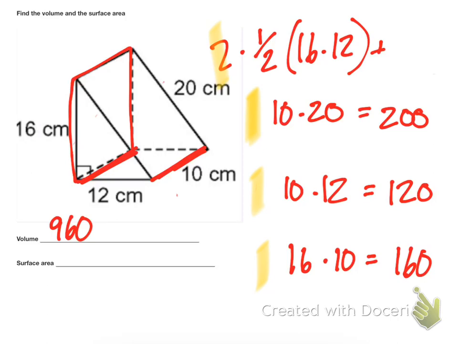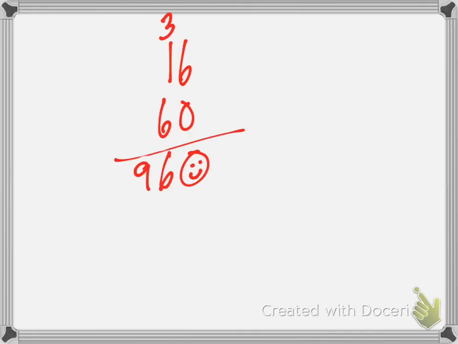16 times 12 gives me 192. I have all of these sides, and now I have to add them all together to find my surface area, just like normal. So when I add them all together, what do I get? Excellent. Yes, I get 672. So make sure you know how to add all of these sides together.